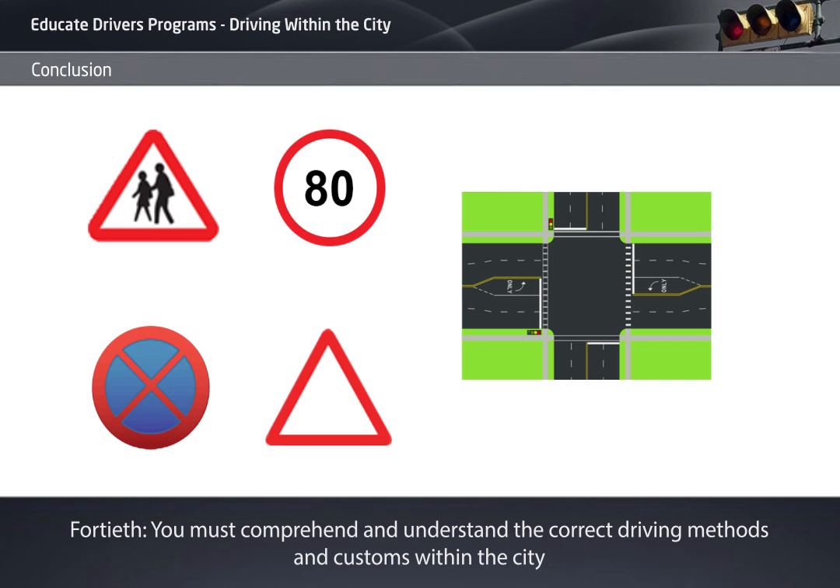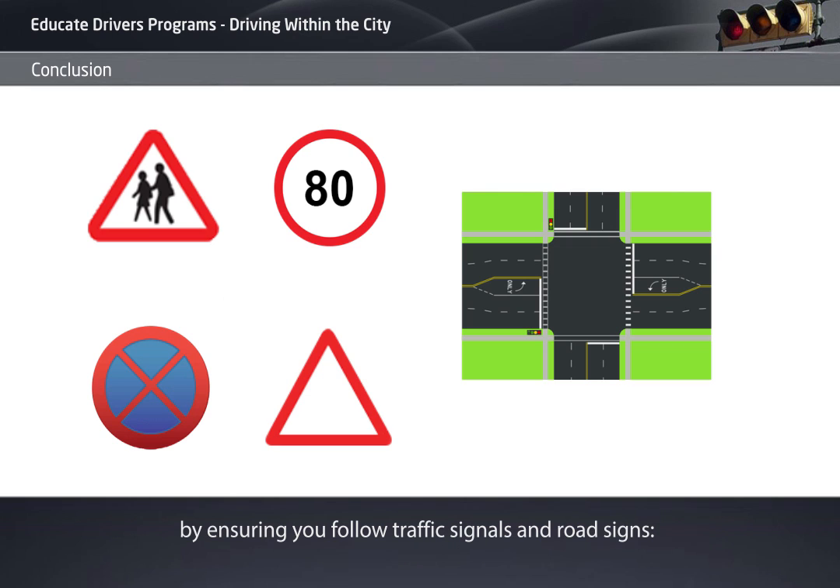40th. You must comprehend and understand the correct driving methods and customs within the city by ensuring you follow traffic signals and road signs. 1. Be careful at intersections. 2. Follow the allowed speed limits. 3. Follow road signs and understand what they mean. By following this, you may save the life of a loved one or a relative.